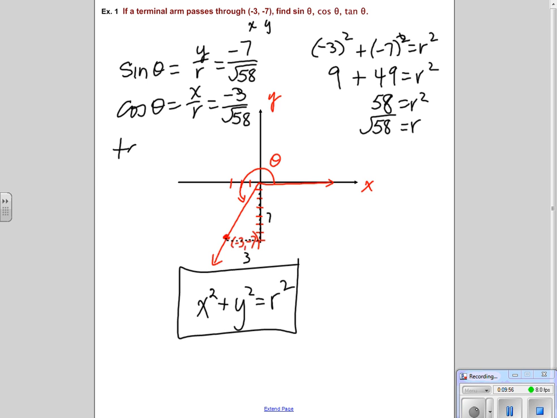And lastly, tan of theta is y over x, which is negative 7 over negative 3, which happens to be positive 7 over 3. And remember, in this quadrant, C, A, S, T, this quadrant, the tan should be the positive ratio, and it is.